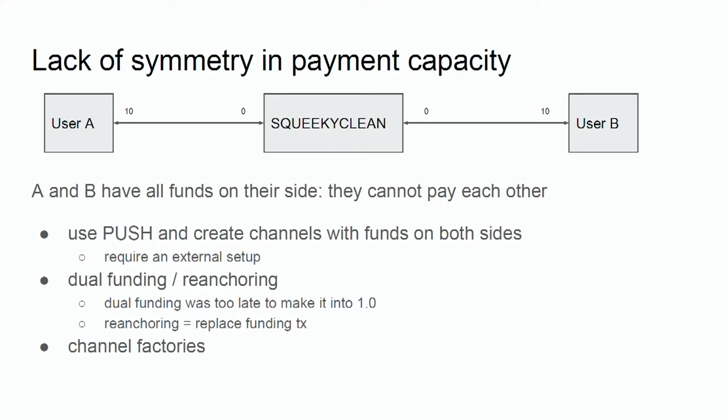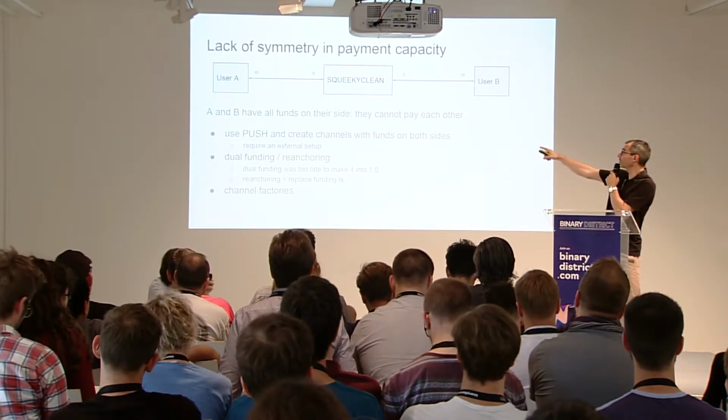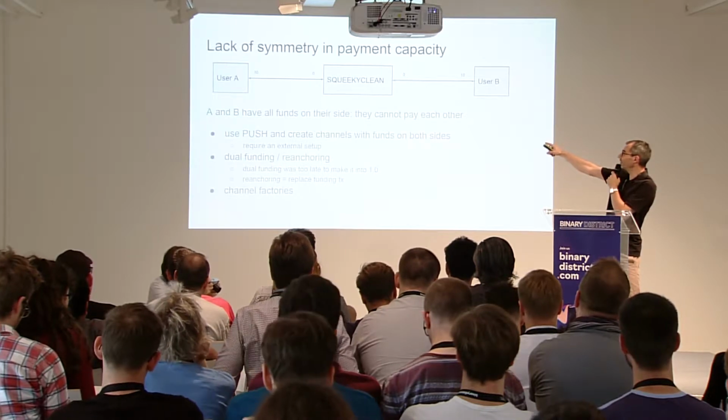There's one very short-term solution: to use a push option when you open channels, and so you create channels with money on both sides. But it requires external setup, as in somehow Squeaky Clean knows that A has money because it was sent on-chain, for example, to Squeaky Clean, and when A opens a channel, they will have money on the other side.